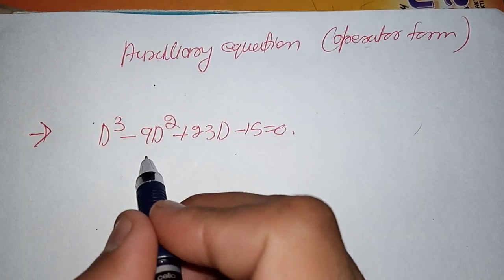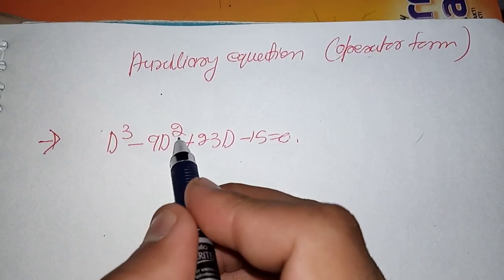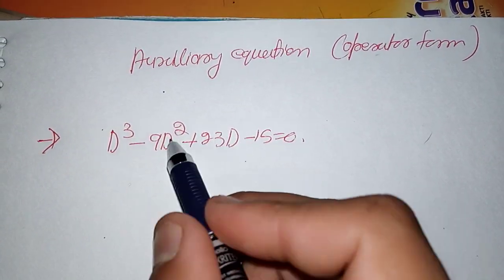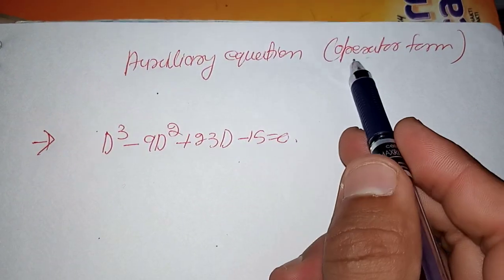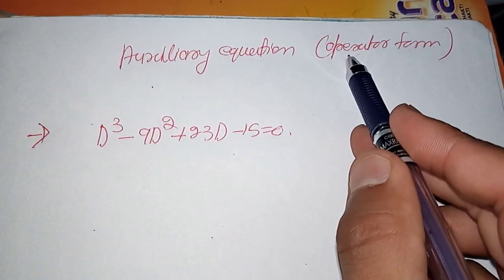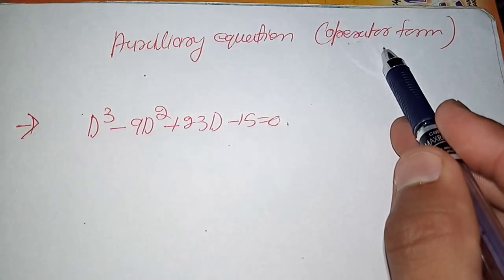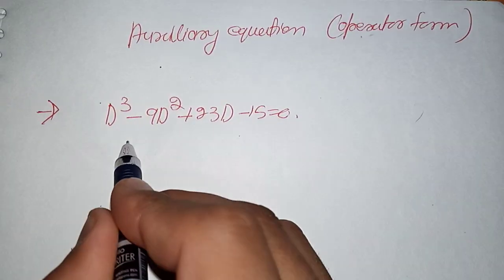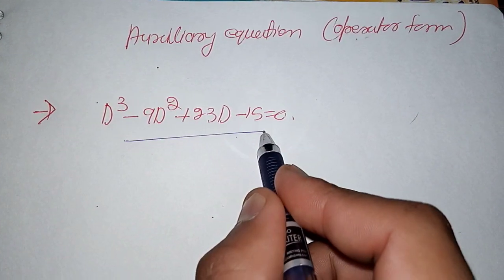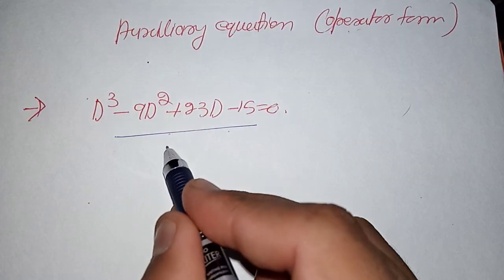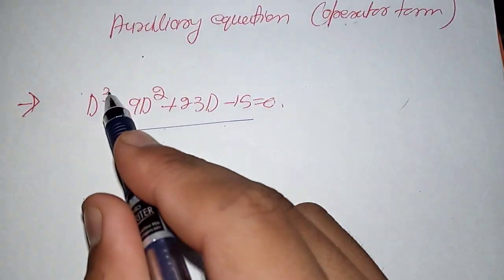In this video, we will discuss how to find the factors or the roots of the higher order auxiliary equation, and we also know that the auxiliary equation is also known as the operator form. Okay, this is the higher order auxiliary equation. So there is a trick to find out the roots of such kind of higher order auxiliary equation.